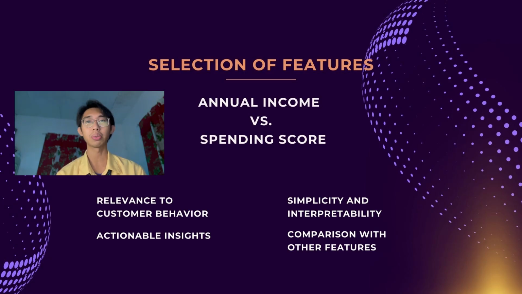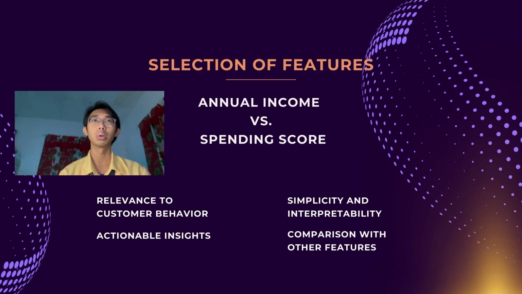So for the selection of our features, we choose annual income versus spending score. Why? Because of its relevance to customer behavior, simplicity and interpretability, comparison with other features, and actionable insights. Annual income indicates the customer's financial capacity, which directly influences purchasing power and product preferences. And spending score reflects purchasing habits and loyalty, a crucial measure for designing effective marketing strategies.